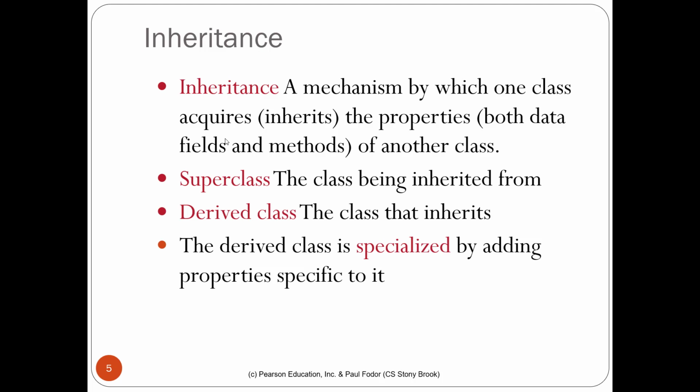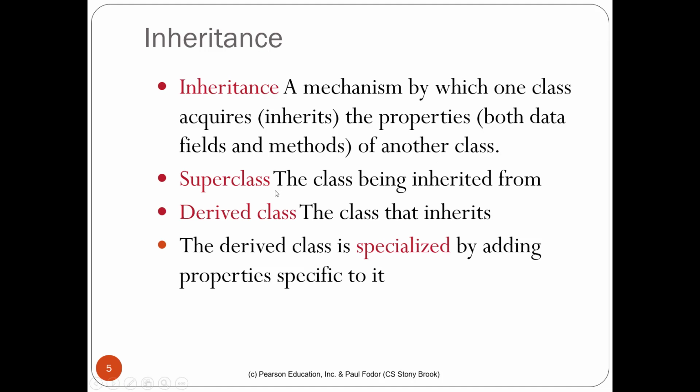And what are these properties? Data as well as the methods. Okay, now good. So it's a mechanism by which one class, so here I should have written the child class, acquires or inherits the properties, which means both data fields as well as methods, from another class. Which is the other class here? That's the parent class. Good.